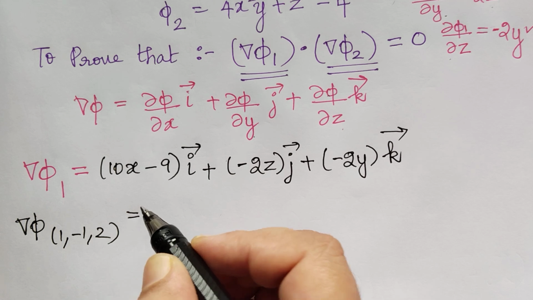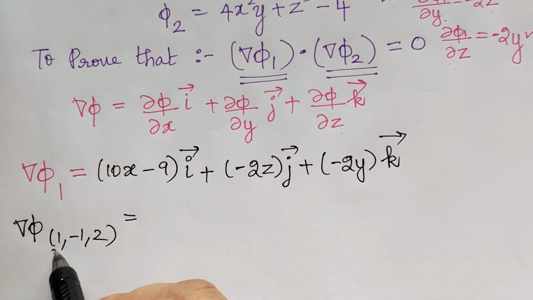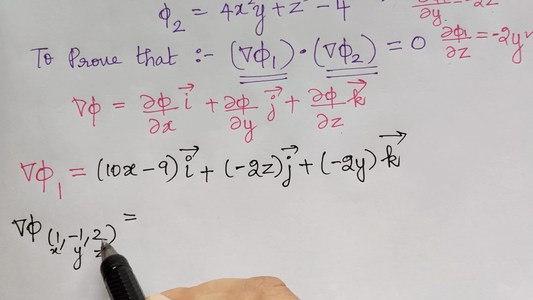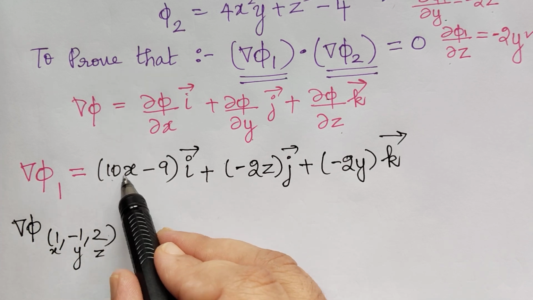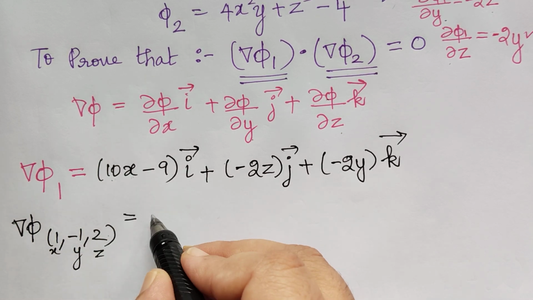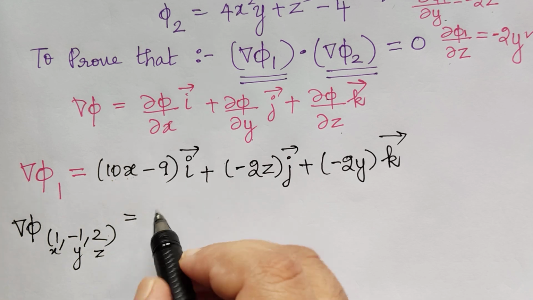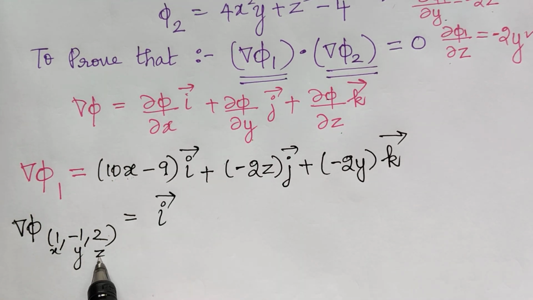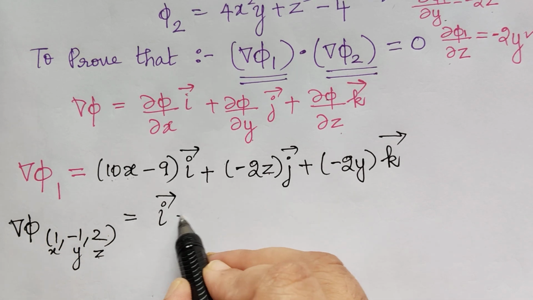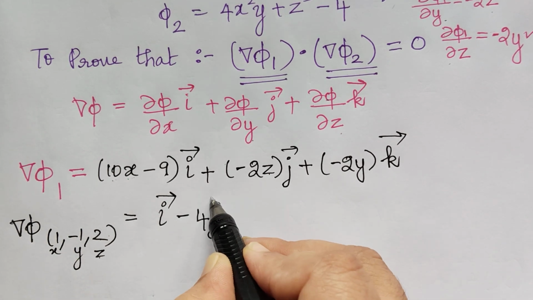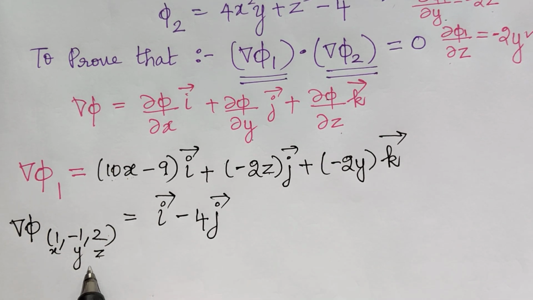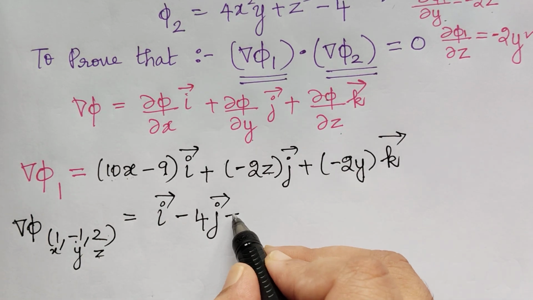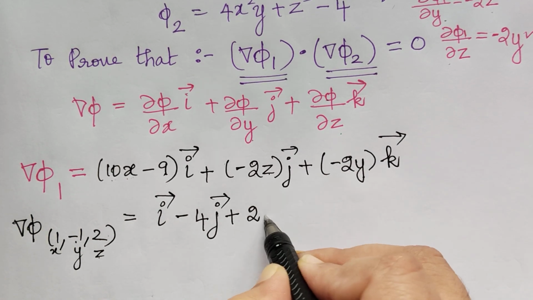At the place of x you put 1, at the place of y you put minus 1, and at the place of z you put 2. So 10x, that is 10 into 1, is 10, and 10 minus 9 is 1, so it will be i vector. What about z? It is 2, so 2 times 2 is 4, so minus 4 j vector. And here you have y, which is minus 1, so minus into minus becomes plus, 2 times 1 is 2, so 2 k vector.